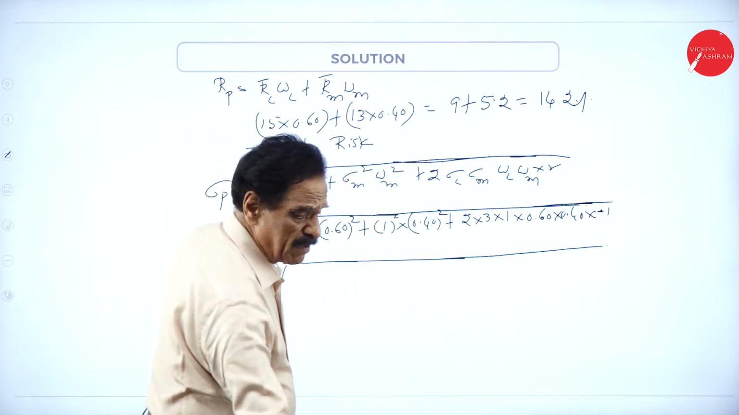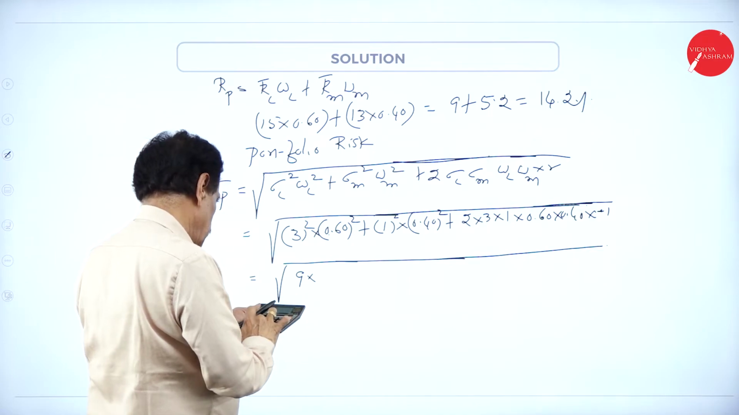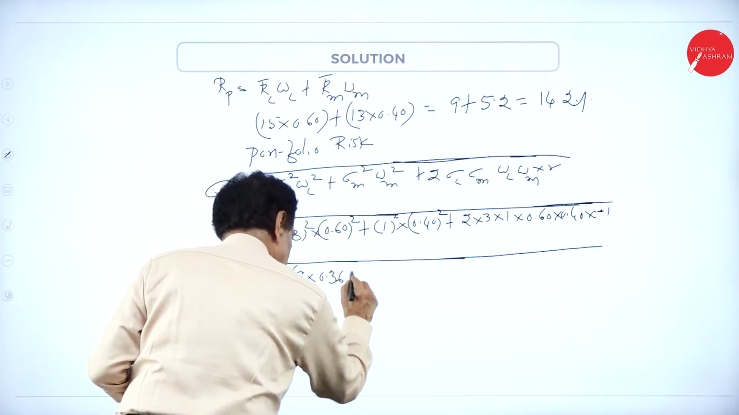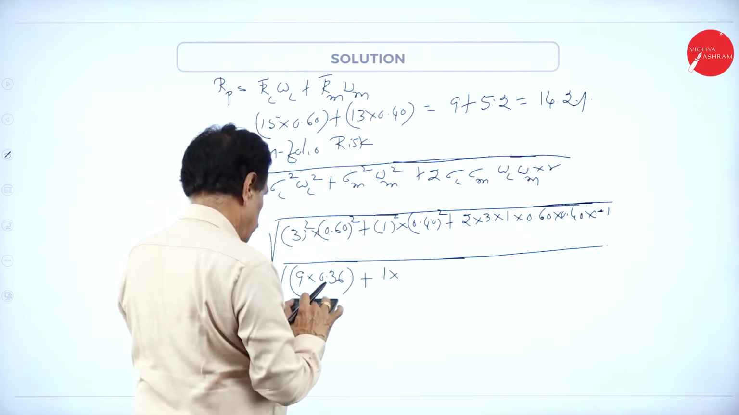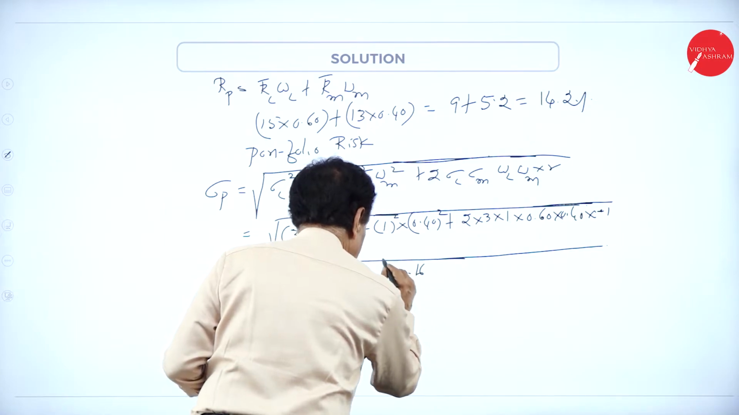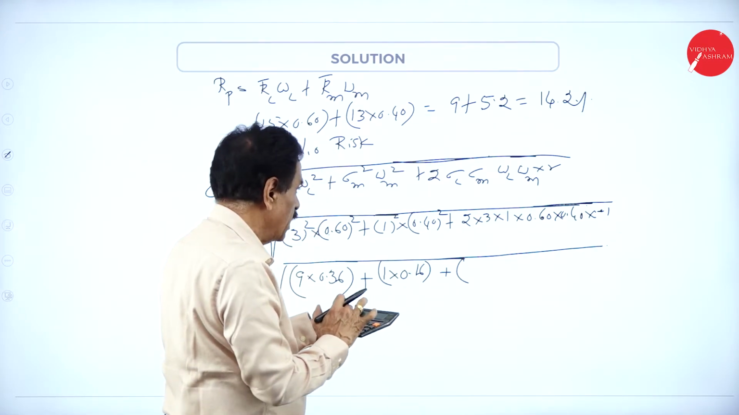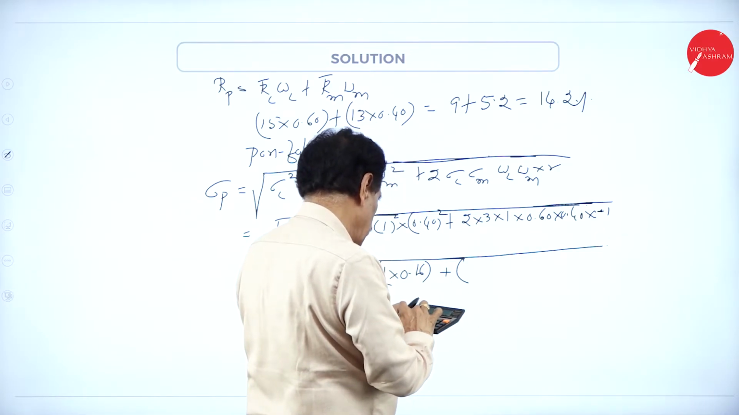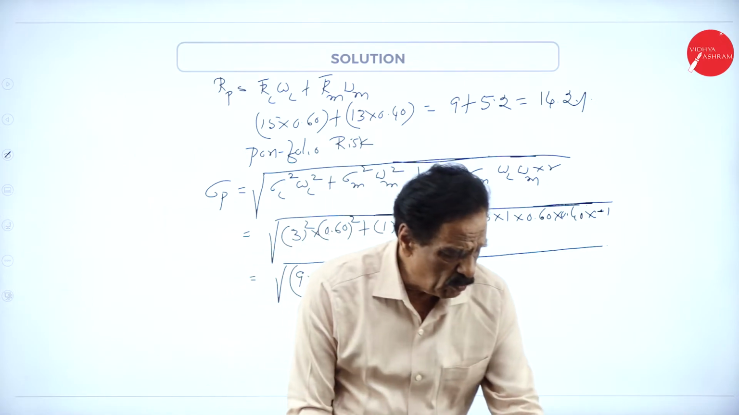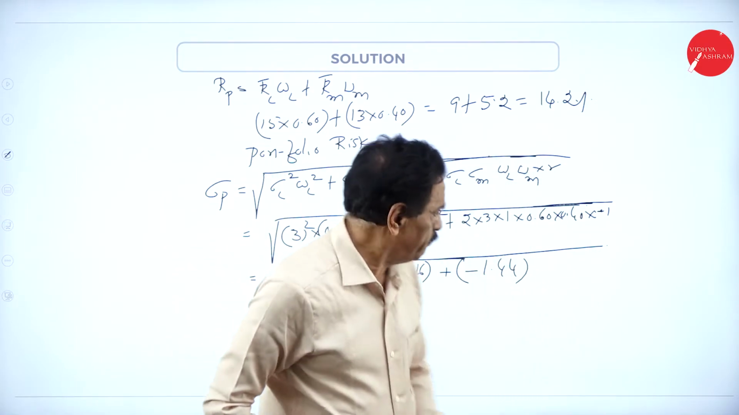So 3 square is 9. 3 square 9 into 0.6 into 0.6, 0.60 into 0.60, 0.36, plus 1 square is 1, 0.40 into 0.40, 0.16. This is in the bracket. 2 into 3 into 1 into 0.60 into 0.40 into 1 minus 1.44. This is minus 1.44. Simplify.